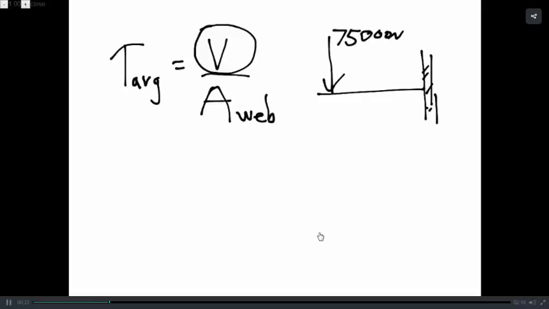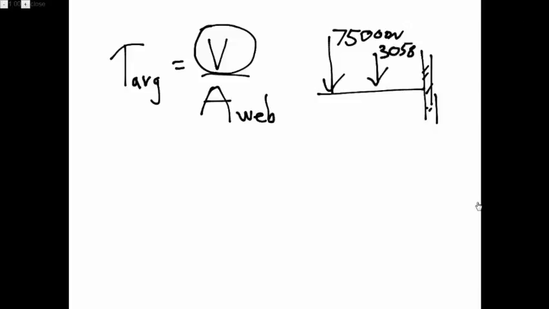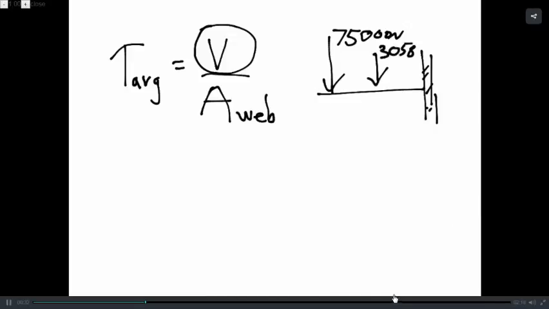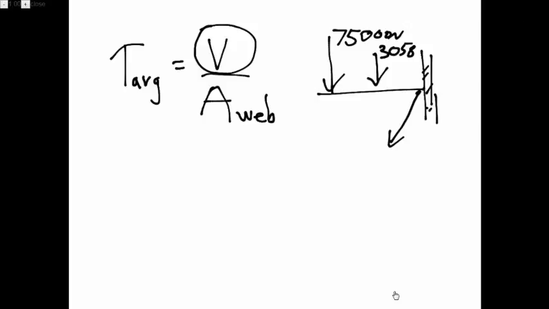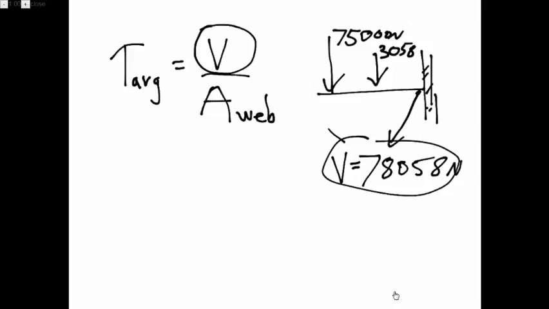We already know the distributed load is 75,000 newtons, and we have seen that the beam itself weighs 3,058 newtons. So therefore, at the wall here, the total shear is going to be the sum of those two values, which is this many newtons. So we've got a V to put into our equation here. Now we have to figure out the area of the web of the beam.